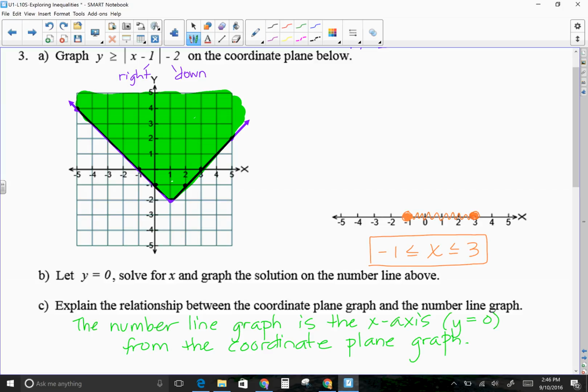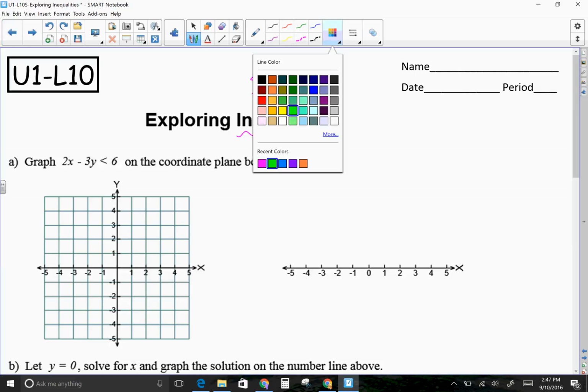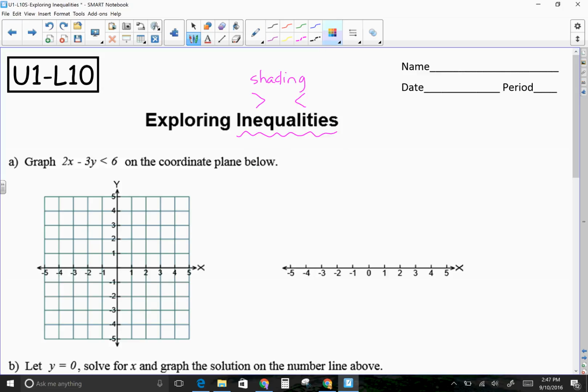Okay, so the last thing that I did with them, and I talked to them because it leads into the next lesson that we have to do, is I went back to this first problem, and we talked about what does that look like? What is the graph of it going to look like? So let's go with this. Graphing 2x minus y is less than or equal to 6. So what is it going to look like?